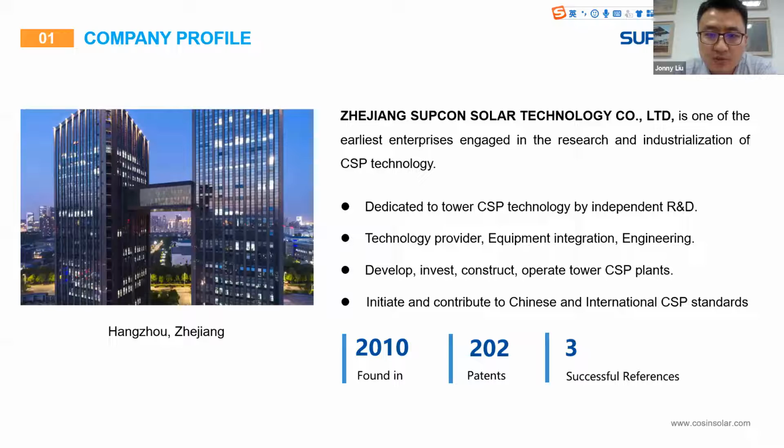SUPCON Solar, since the foundation, has been dedicated to tower CSP technology. Now we have 202 patents covering the technology in the solar field, as well as storage and the software for the CSP plant. And our main business model is technology provider and equipment provider. We can also do the development, investment, construction, and operation of CSP plants.